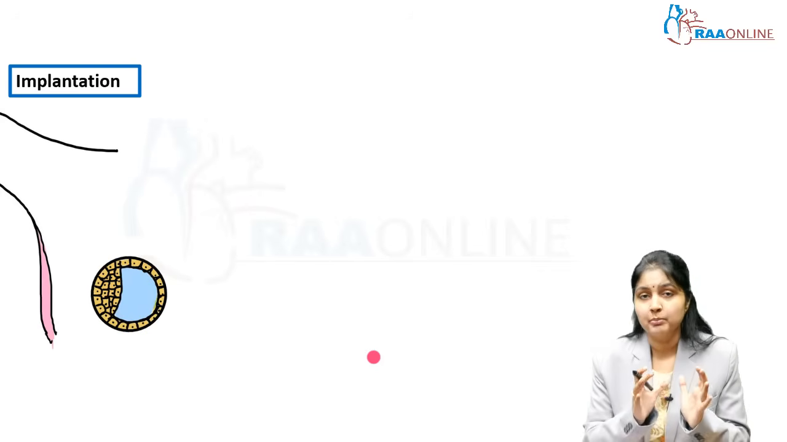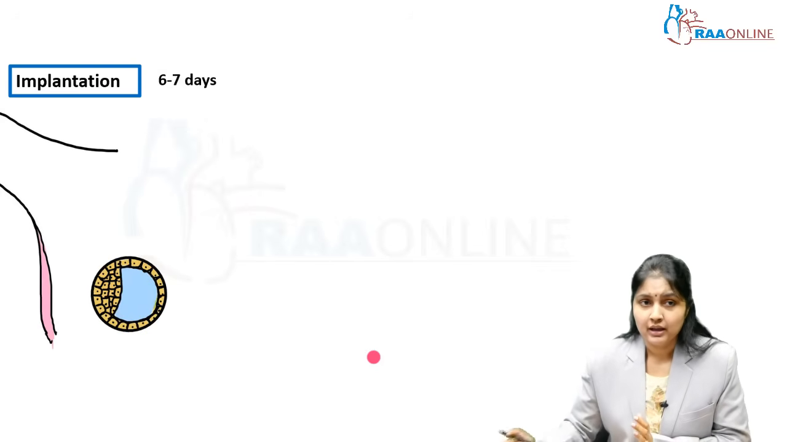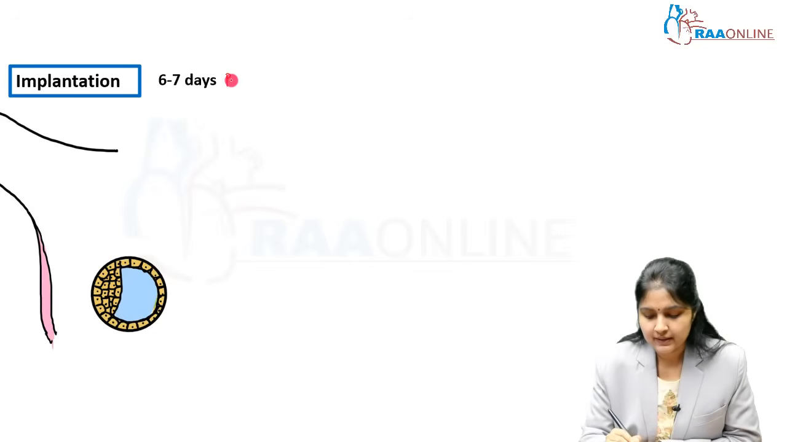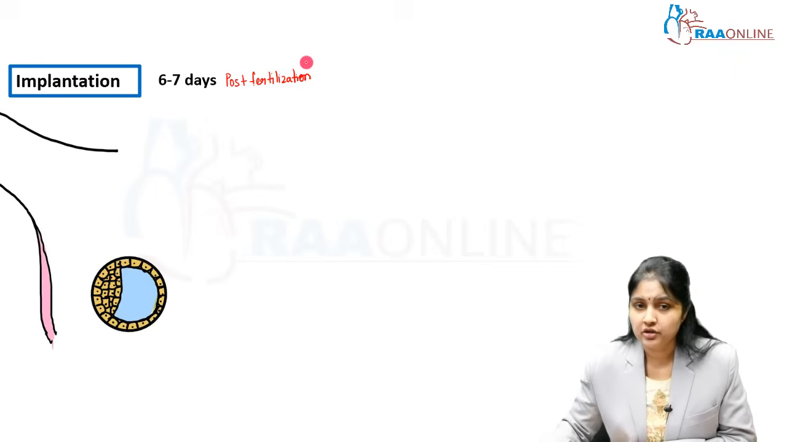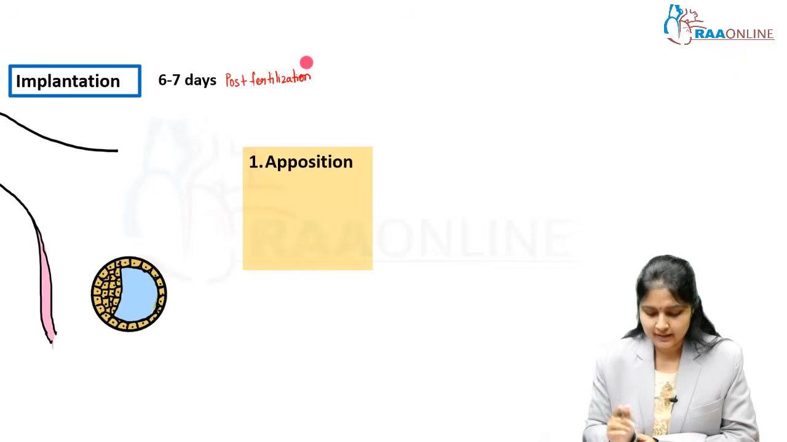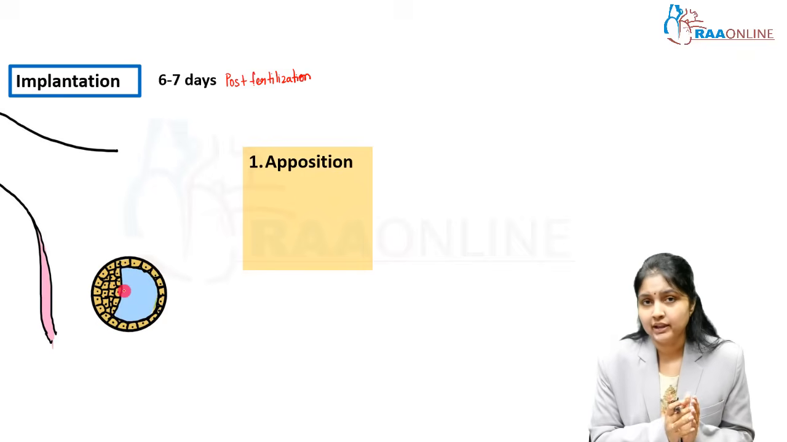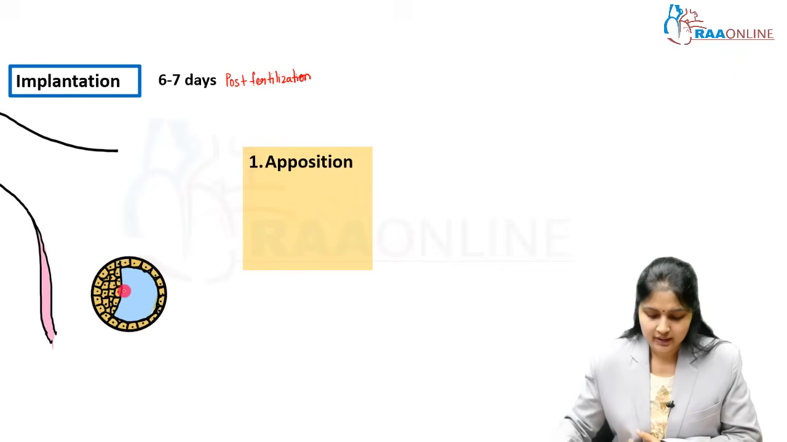We know that a blastocyst is formed and it is inside the uterine cavity. Now implantation happens 6 to 7 days post fertilization, and this is brought about by 3 major steps. The first is apposition, which means that this blastocyst comes in close contact with the endometrial lining.